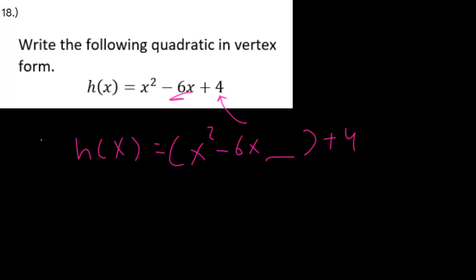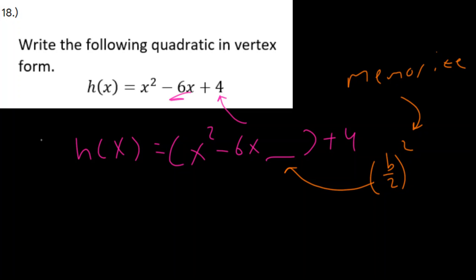Now remember, what we have to do is create our own perfect square, and in this case we use the formula b over 2 squared. And guys, I cannot stress this enough. You have got to memorize that. So our b term is clearly negative 6 over 2 squared. We know negative 6 divided by 2 is negative 3, and negative 3 squared is going to be 9.